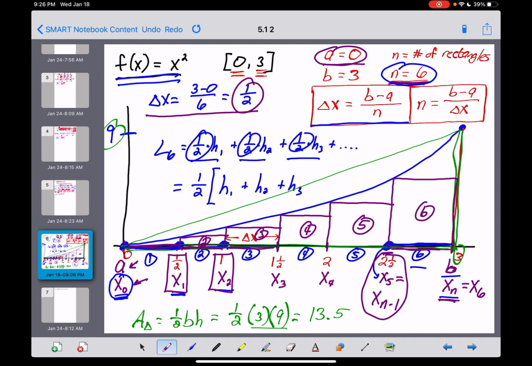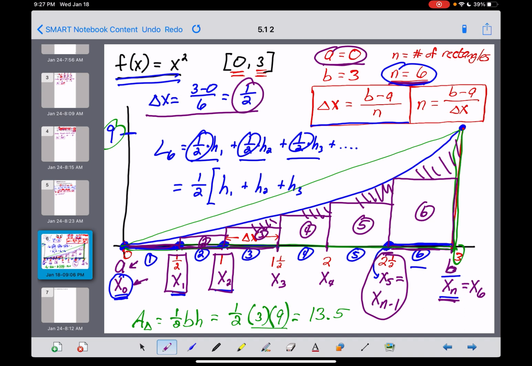So as we look at it, I was going to ask you guys the question, does the area of those 6 rectangles added together seem to over-approximate or under-approximate the area underneath the blue curve? Well, that one looks like it's going to be under because there's all this gap right here above each rectangle that I'm missing. That's area underneath the curve that doesn't get counted in my rectangles.